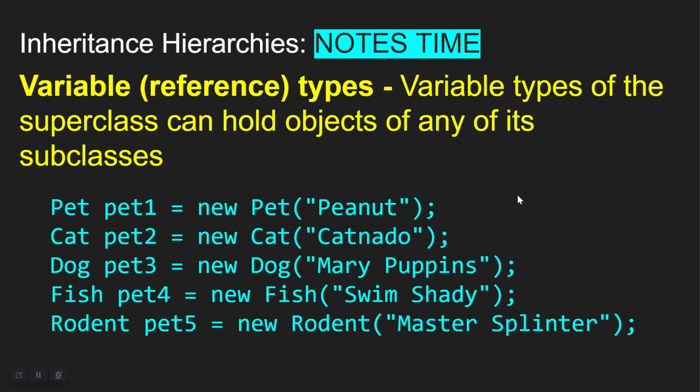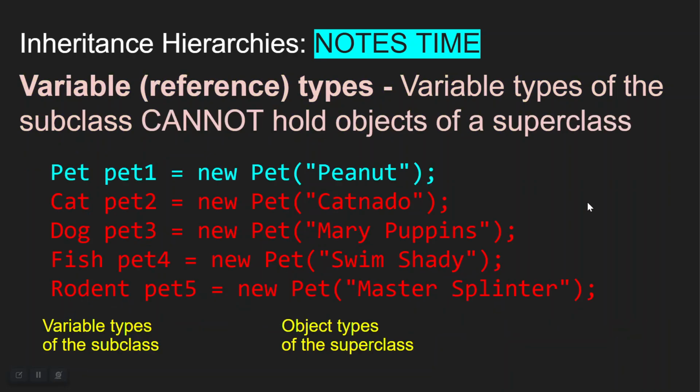Now, I also have the option of doing it this way. I could say pet1 equals new pet peanut, and I could say cat pet2 equals new cat catnado, and then dog pet3 equals new dog. So I could also declare these variables as types of the subclass, and that's just going to alter what methods they have access to. So this is also allowable.